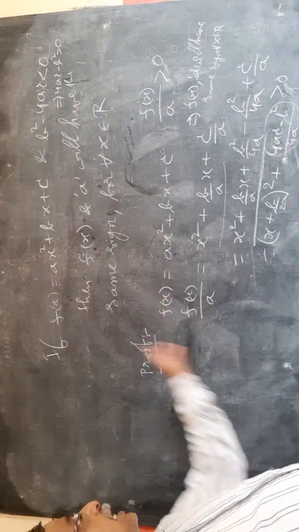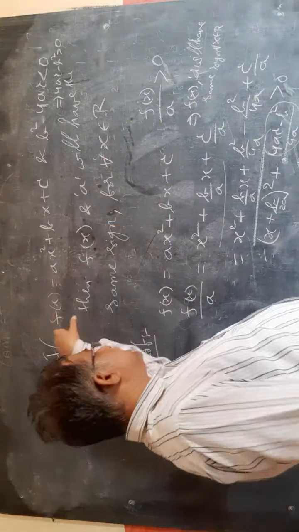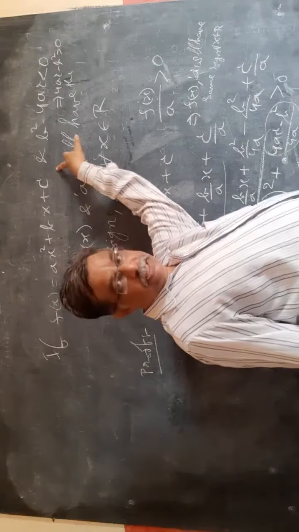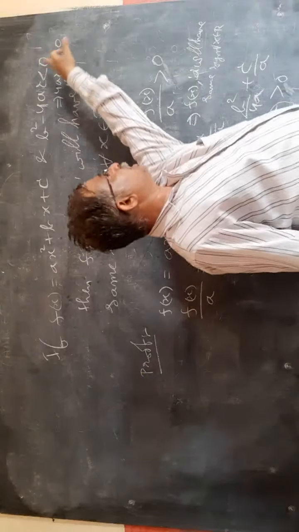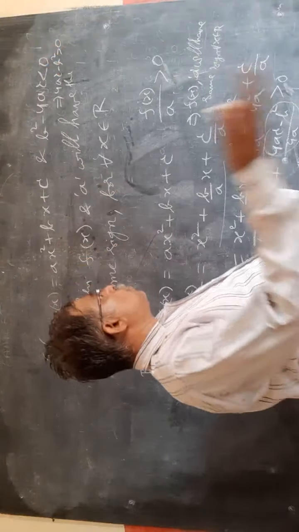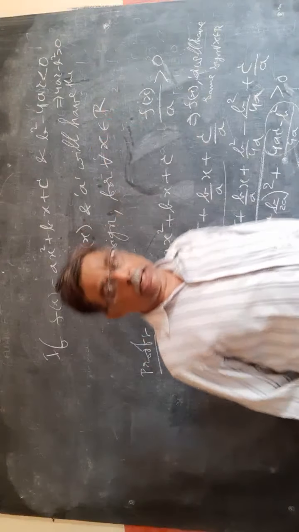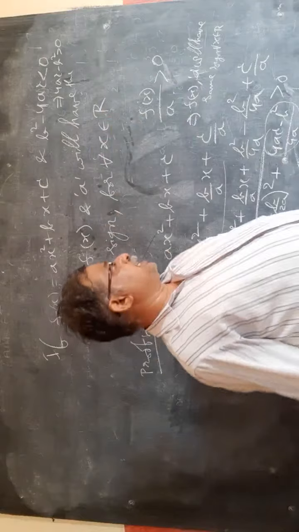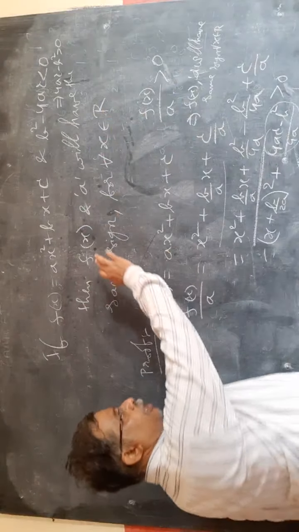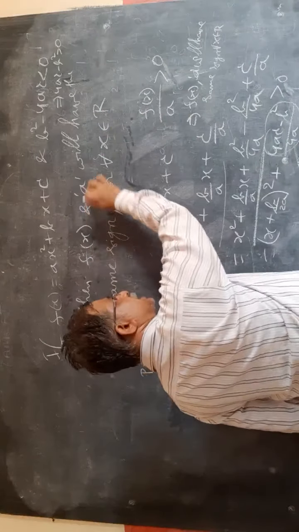I will repeat once again. It is given that f of x equals ax square plus bx plus c is one expression, and b square minus 4ac is less than 0. Now we are asked to prove that f of x and a will have the same sign for every x belongs to R. First of all, I want to decide the sign of both.